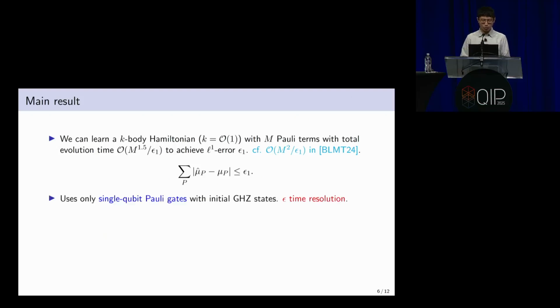And our protocol only uses single qubit poly gates during time evolution. So initially we need a GHZ state, for which you definitely need multi-qubit gates. But during time evolution, we only need single qubit gates. So that is an improvement. However, we will require epsilon time resolution, which means if we want to achieve higher precision, we will need to apply operations more frequently. So that is not so desirable. So you can see there is a kind of trade-off here. But depending on your experimental scenario, you might want to decide which one you want to choose.